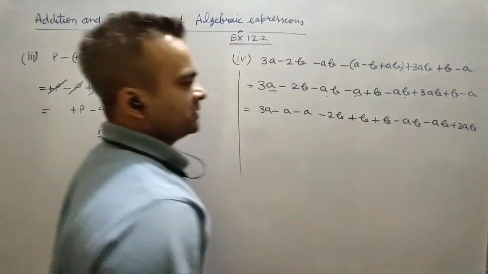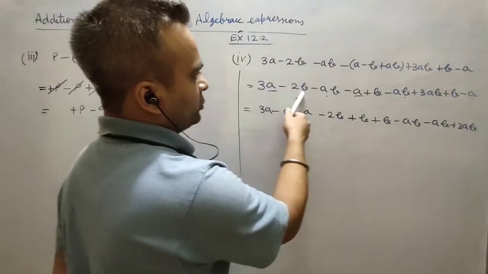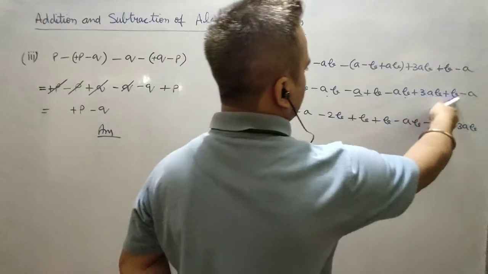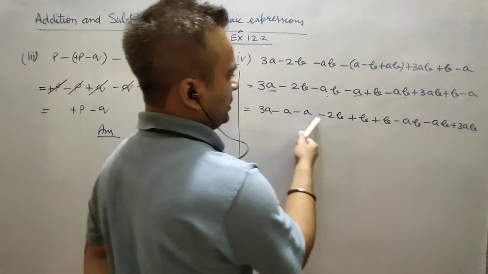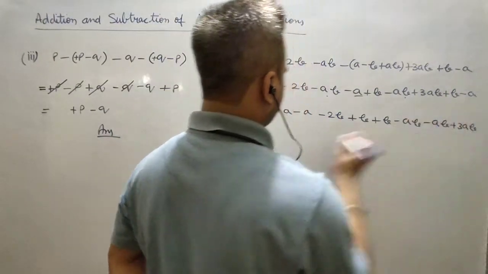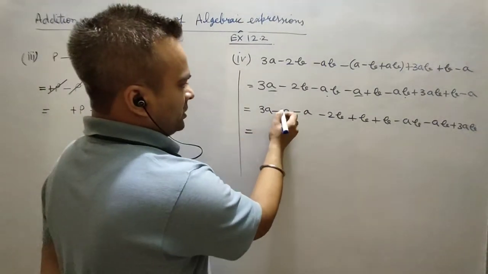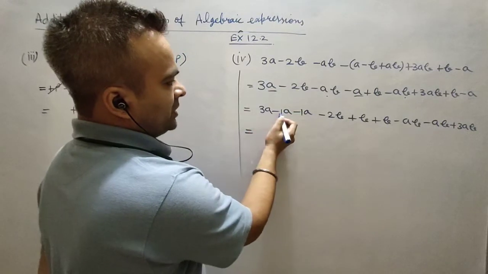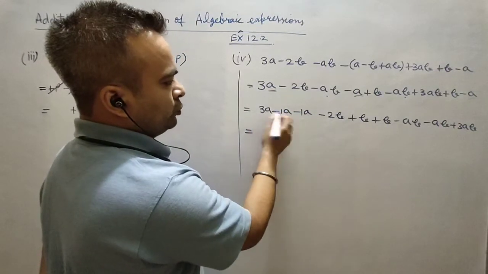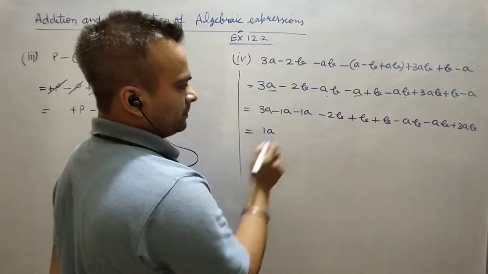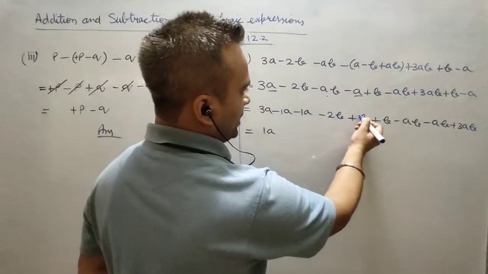Now ab family, ab family, ab family, and ab family. I think all families are covered. So can you count it? 1, 2, 3, 4, 5, 6, 7, 8, 9. Nine terms are here, so it means all terms have been noted down. Now you can see 3 minus 1 minus 1. 3 minus 1 is 2, 2 minus 1 is 1. So 1a. Okay, minus 2b, and this is plus 1.